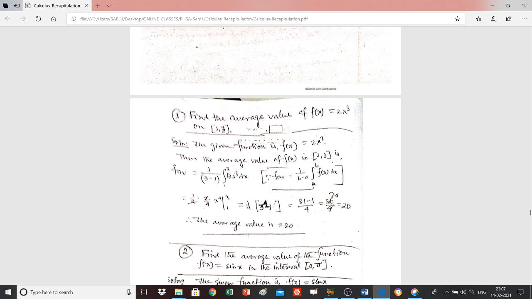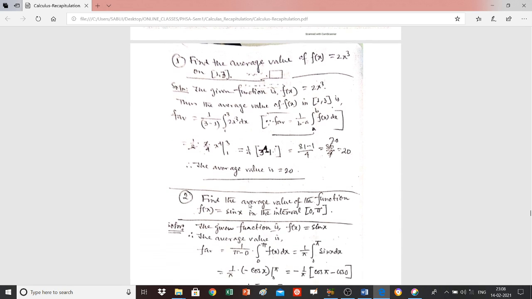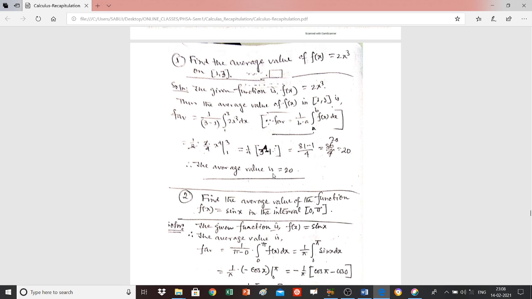1 to 3 integration 2x cube dx, because this is the formula, that is f average is equal to 1 by b minus a, here b is 3 and a is 1, integration a to b, so 1 to 3 f(x) means 2x cube then dx. Just calculate, the calculation is not very difficult. So finally you obtain the average value of the given function is 20.